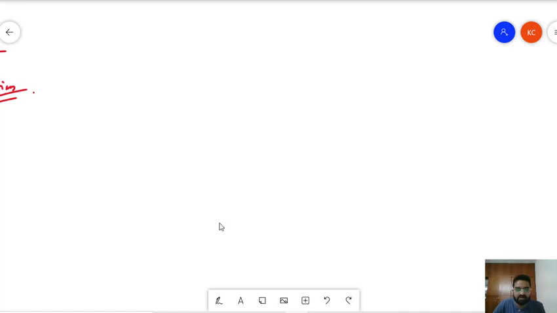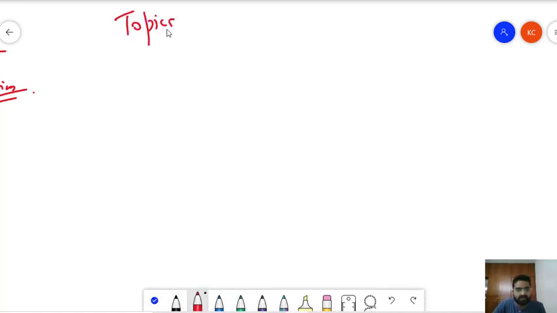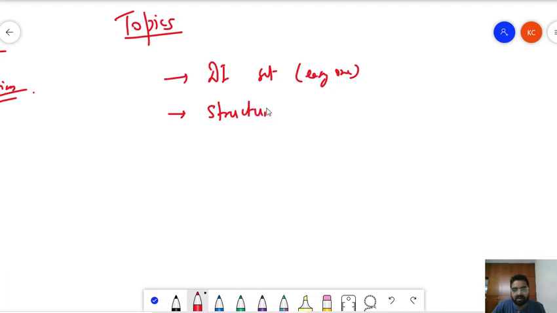Finally, topics. What topics should we be focusing on? Most likely, the DI set will be the easy one, mostly. But again, you give 3 minutes to assess whether it's difficult or not, so probably you can leave if you find it difficult to understand. The funda remains the same. Structured LR is generally our moderate one.